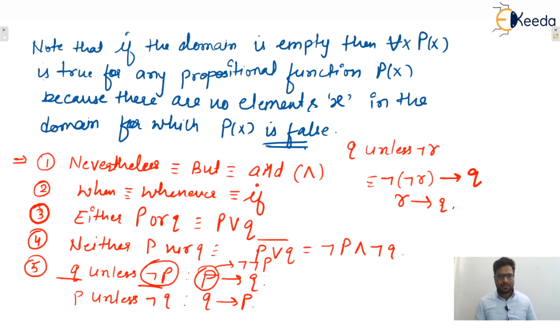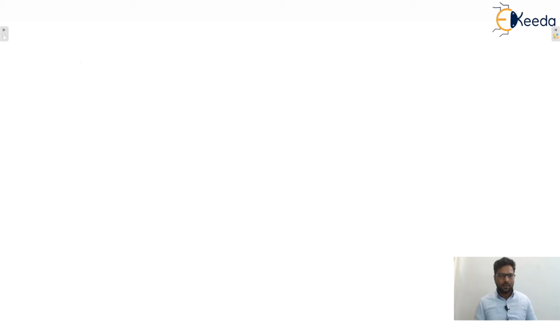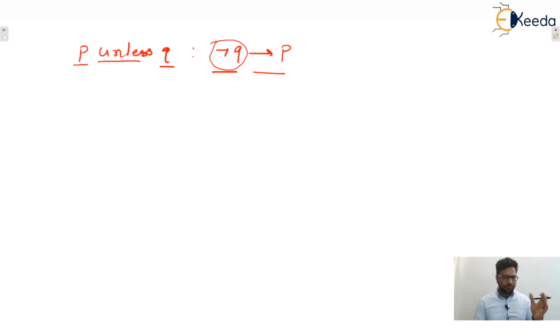Listen to me correctly. Let's say one more. If it is written P unless Q, what is the meaning of this one? Negation of the right hand side implies the left hand side. So the meaning of P unless Q is negation Q implies P. And why it is so, I already explained in the first or second lecture. You can see those lectures.